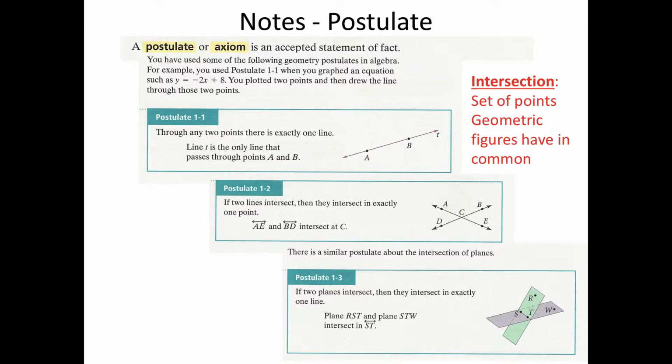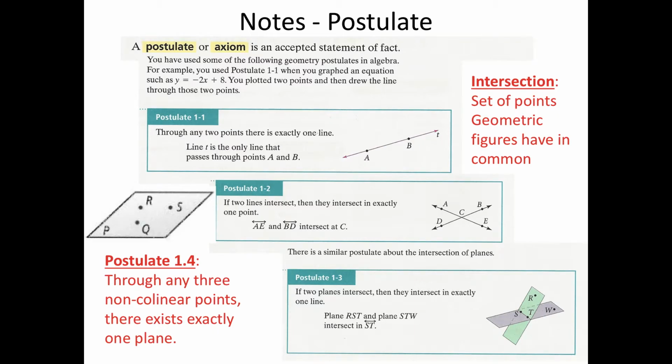And then we've got one more postulate. Postulate 1.4 is that through any three non-collinear points, there exists exactly one plane. So it's kind of like this first one here. You need 2 points to make up a line. You need 3 points to make up a plane, but they can't be on the same line.